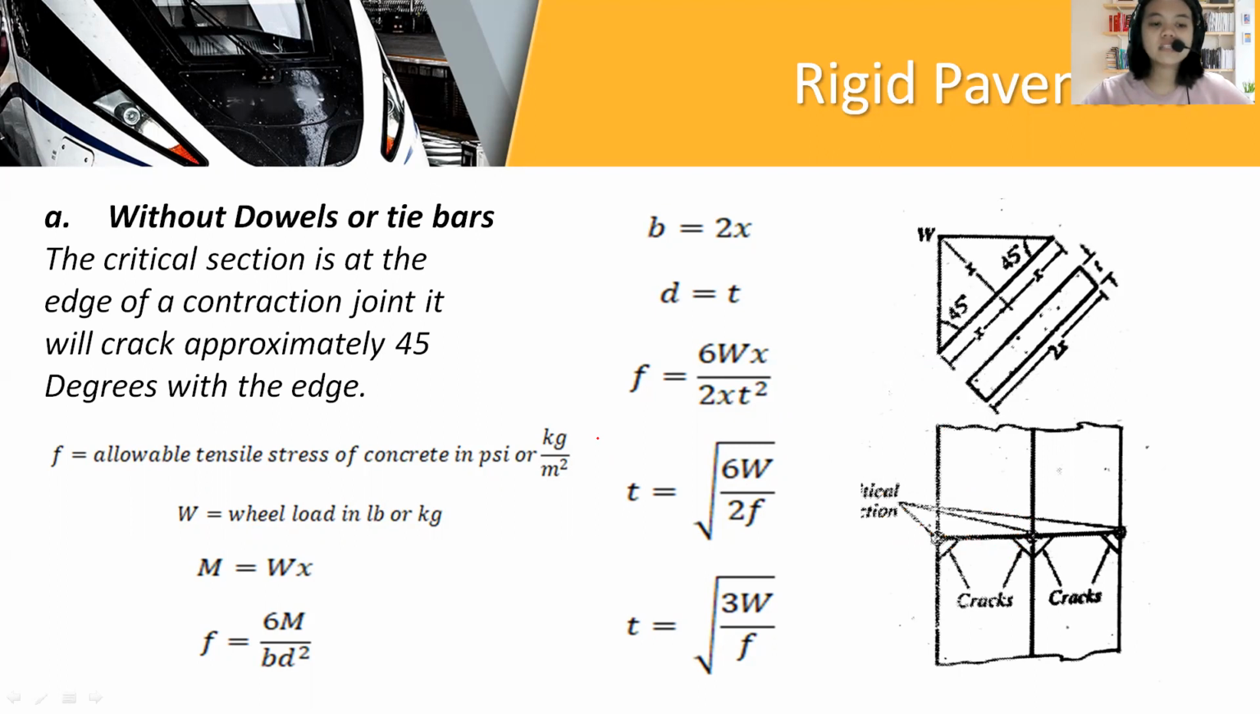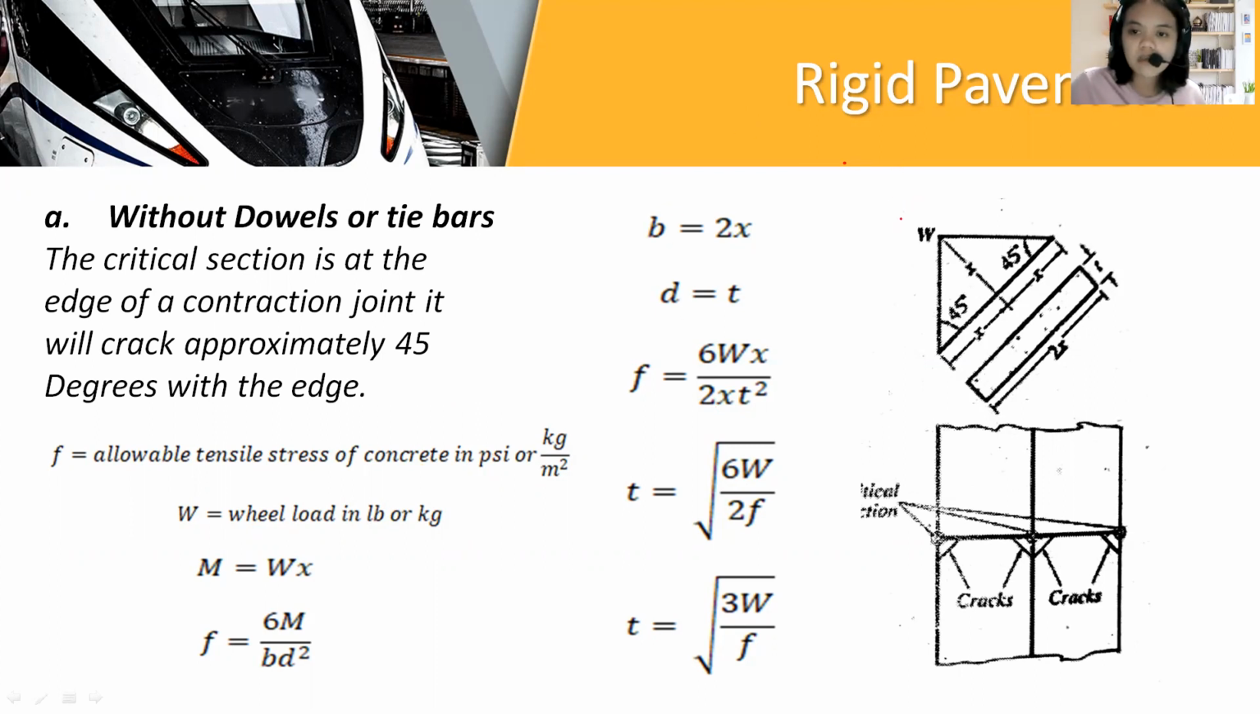F is the allowable tensile stress of concrete in psi. Yung W is yung load natin. Then, of course, the moment that we will create from the W, kung saan yung point of action, times the distance X, that is your moment. Then, para makuha natin yung flexural stress or tensile stress, that is 6 times the moment over BD squared.